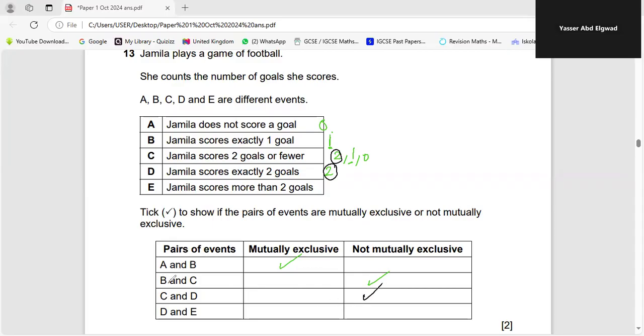The next one, the last one, D and E. Jamila scores more than 2. More than 2 means 3, 4, and so on. We don't have a relation between D and E. Here D is 2, and here E is more than 2, 3, 4. No common between them. We can say that they are mutually exclusive.